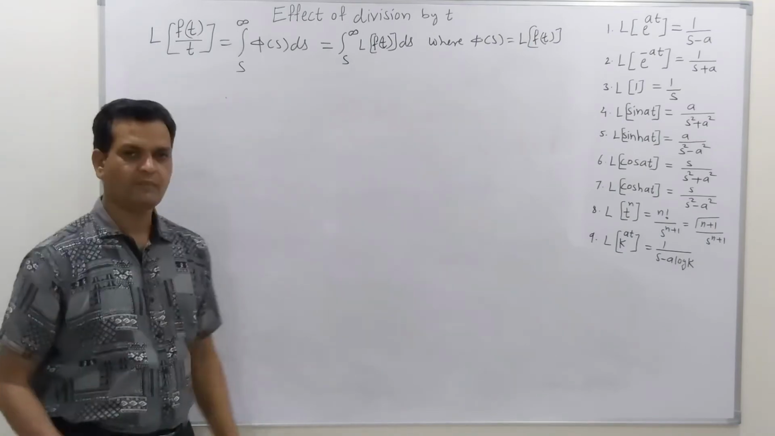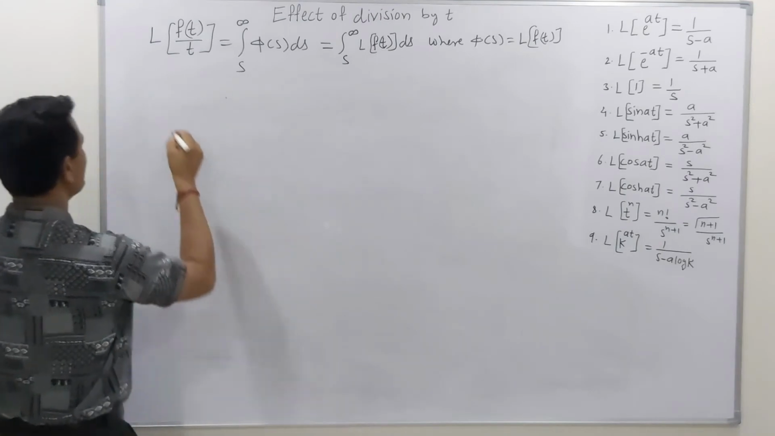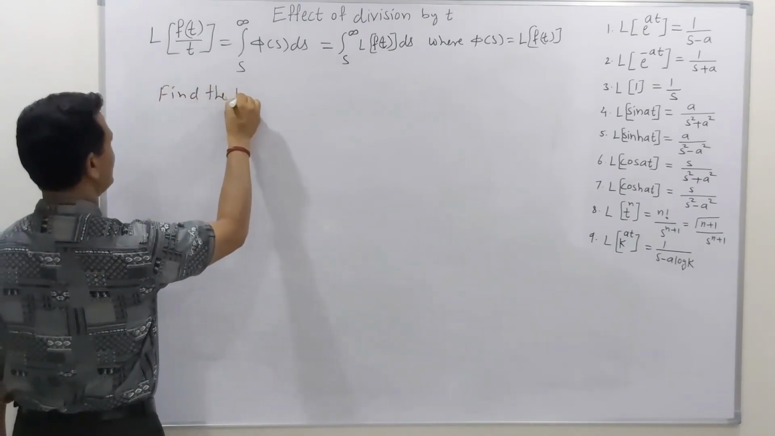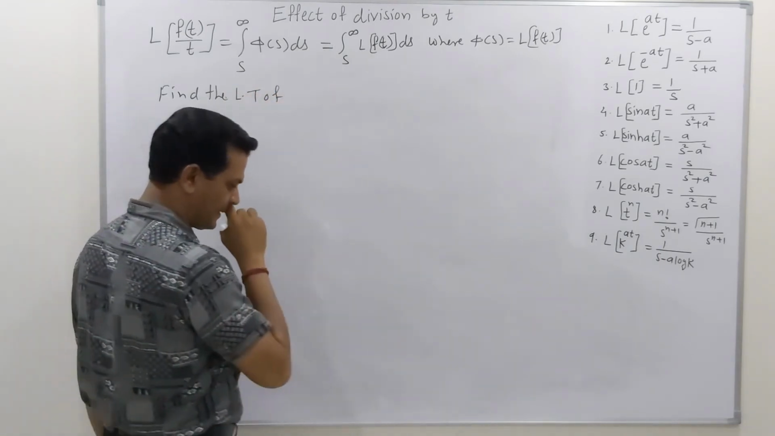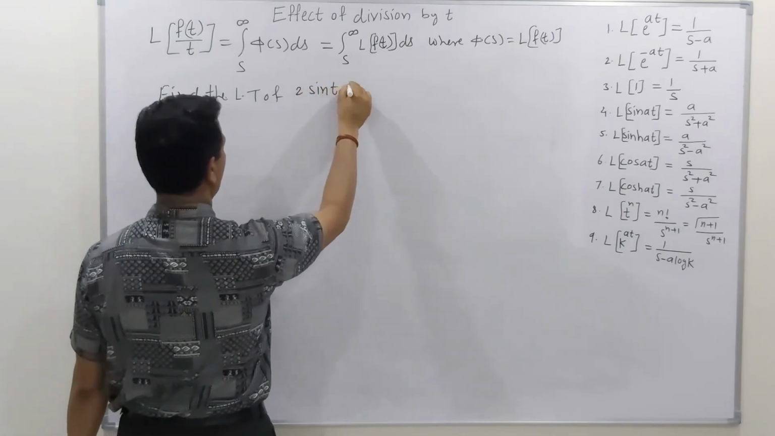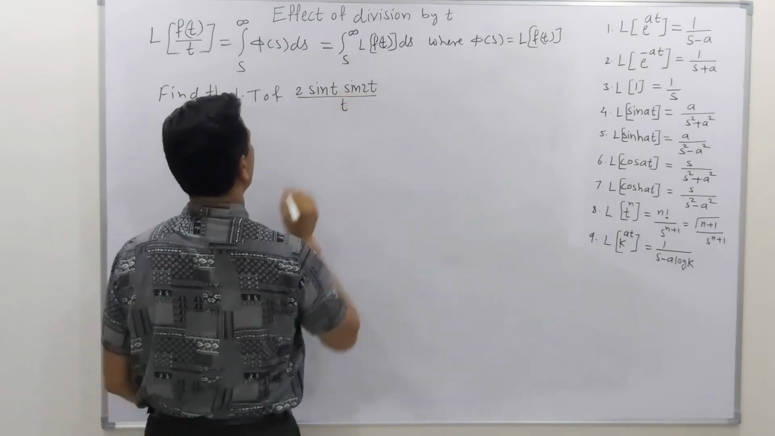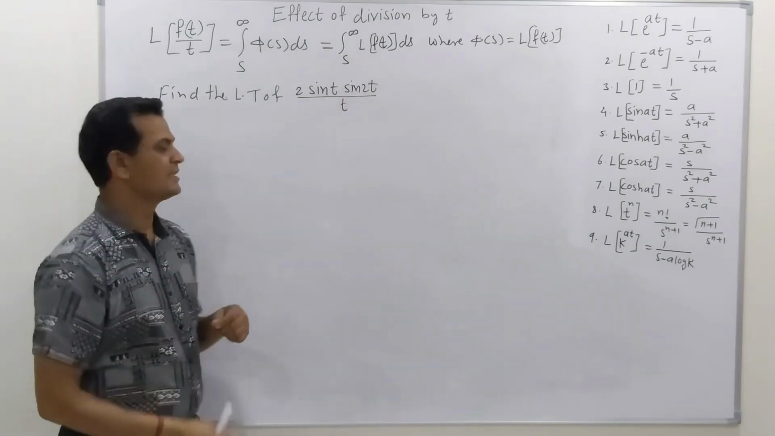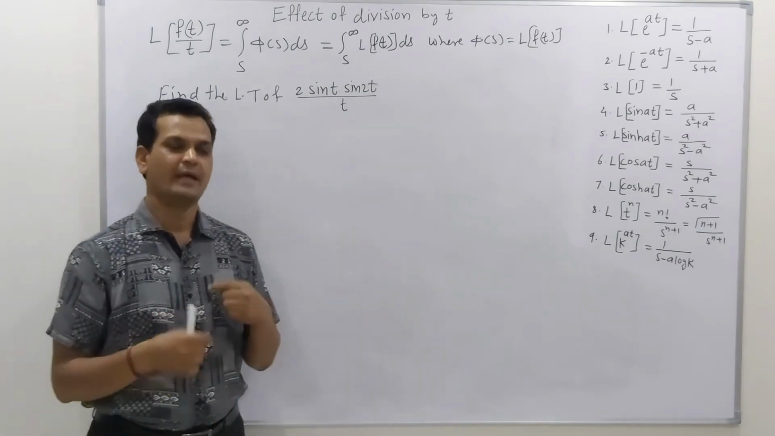Now take one more example. Now friends, take the next example. So the next example is to find the Laplace transform of 2 times sine of t into sine of 2t upon t. So this is the critical example. We will solve this example so that you will get an idea about solving the critical examples.